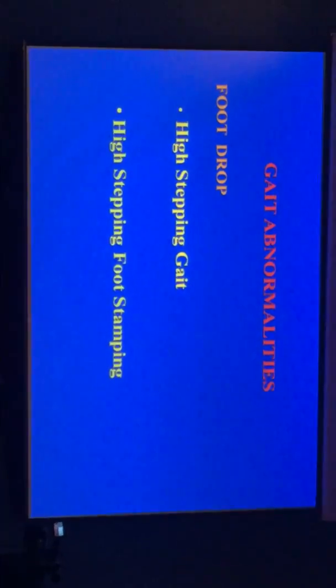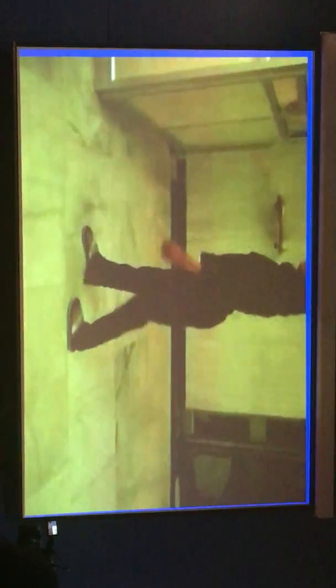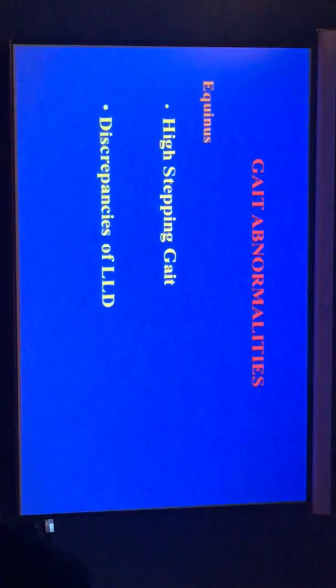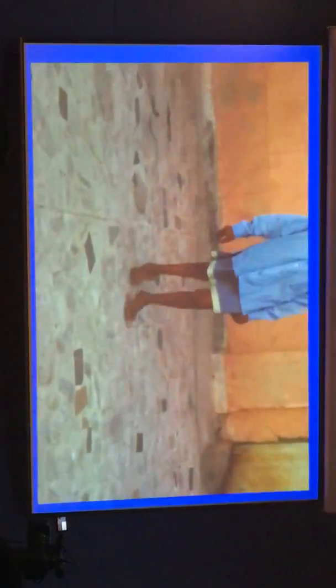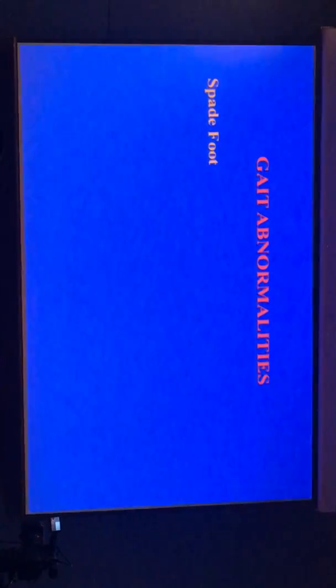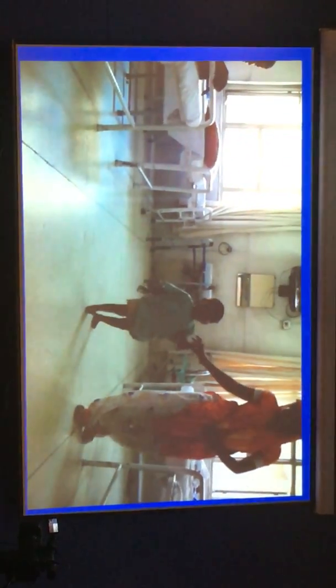Foot drop is a high stepping gait. They stamp their foot down. This is a paralytic foot drop. She goes up and down, high stepping. You can hear the tuck tuck tuck that she is doing. The high stepping gait is because of paralysis of dorsiflexors. Again, in equinus, normal heel to toe progression is not there. That's a spade foot walking.